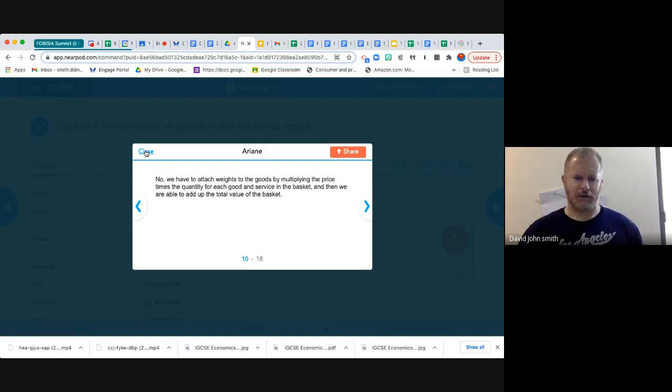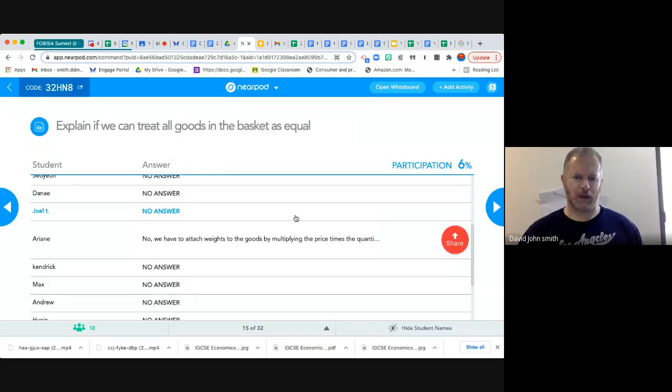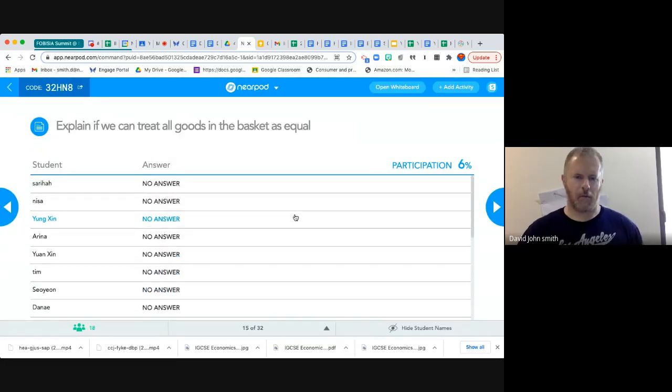Yeah, that's right. That's what we end up doing. In essence, the question is asking you if you can treat them all as being equal, right? So it's asking, yes, you can, no, you can't, and why is what you're after.